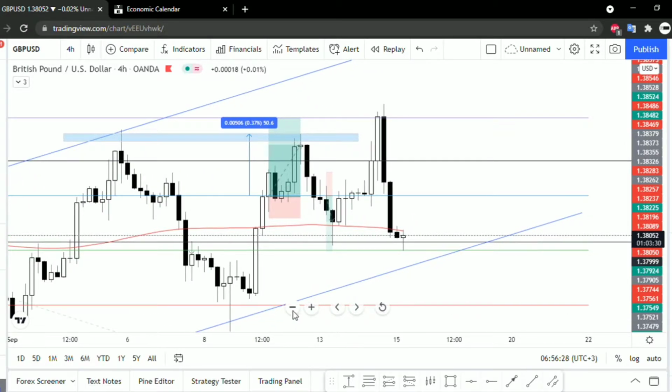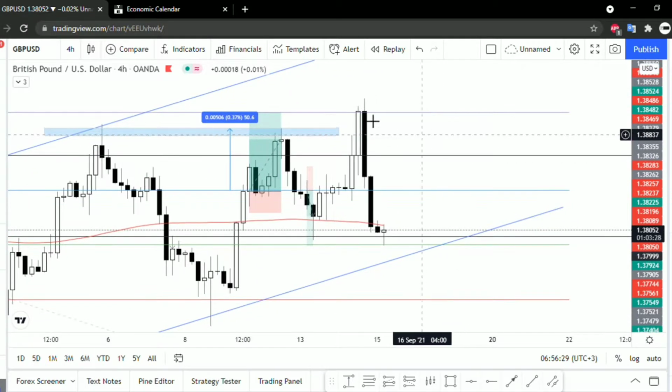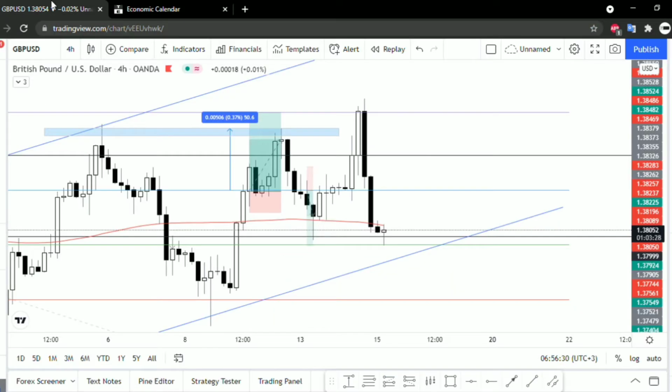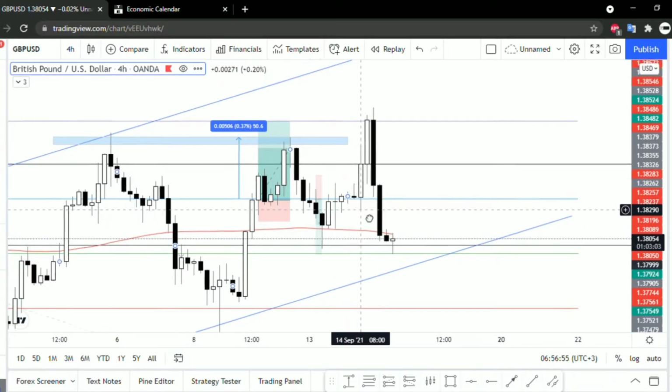It managed to reverse. Yesterday there was some fundamental news. Let's check out the economic calendar. As you can see, yesterday was Tuesday. Around this area, 3:30 p.m., there was the announcement of the core inflation rate year on year and the inflation rate year on year. Those two announcements, which is almost one announcement, caused this massive movement to the upside.